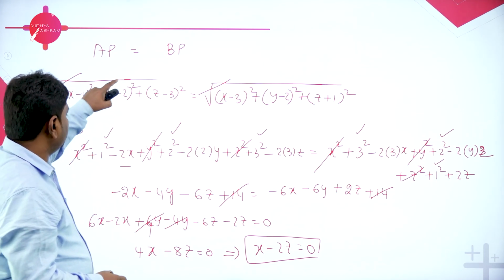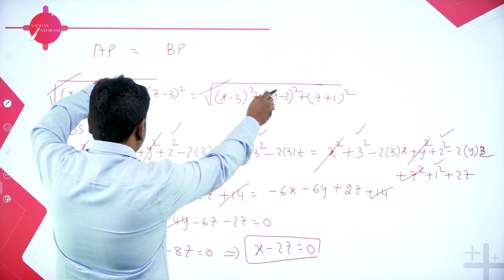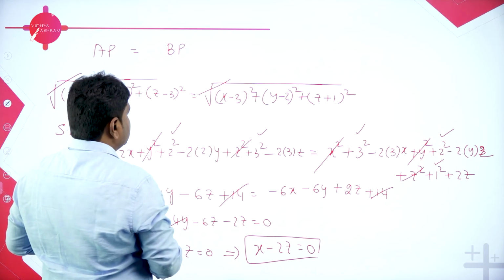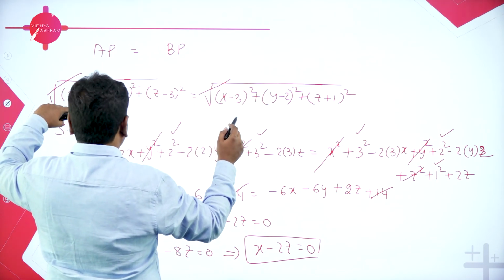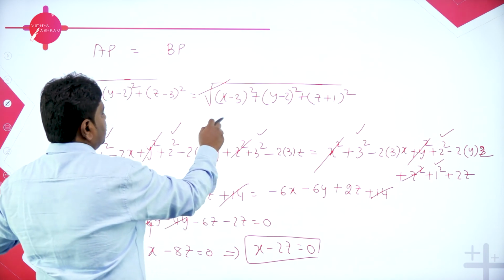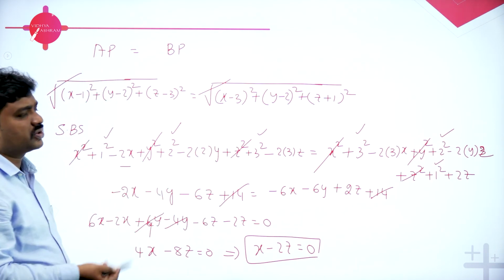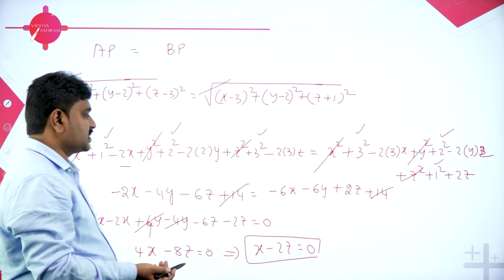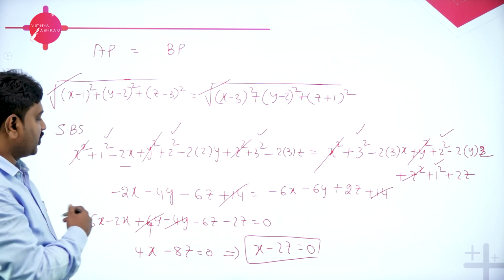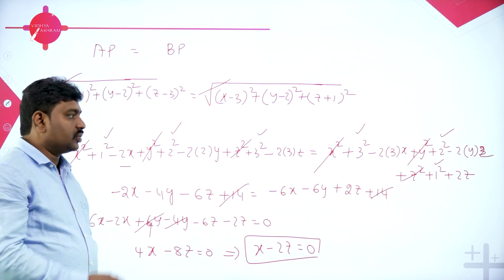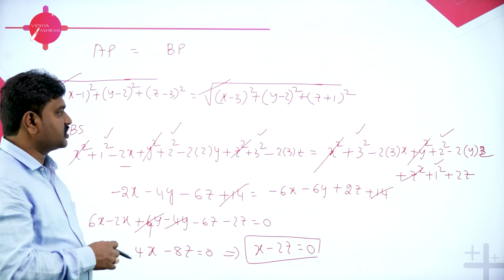Or directly, here (y minus 2) the whole square cancels on both sides. So we are left with (x minus 1) the whole square, (x minus 3) the whole square, and (z minus 3) the whole square, (z plus 1) the whole square. The numbers will cancel, so we'll get the same. Hope all of you understood this. So they wanted an equation of equidistance, we got it.